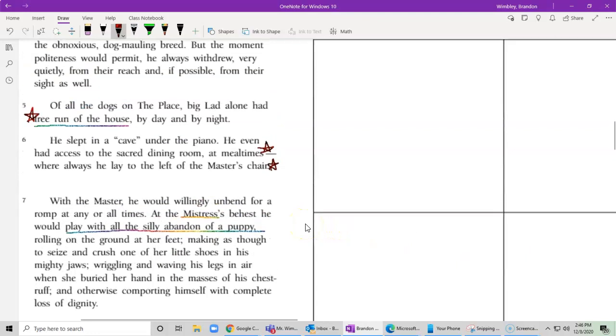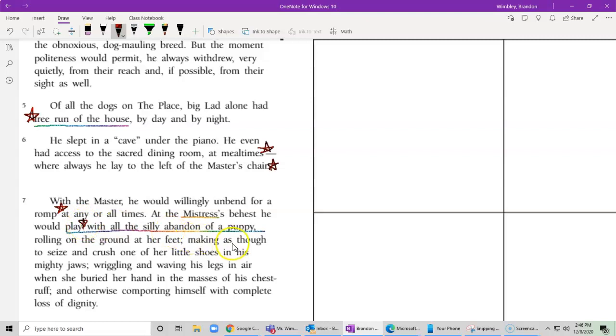Paragraph 7. With the master, he would willingly unbend for a romp at any or all times. So he's saying he enjoys going on these romps. What's a romp? Like a play date, or a rough tussle. At the mistress's behest, he would play. So behest means request. So at the mistress's request, he would play with all the silly abandon of a puppy. So he enjoys playing with the mistress like a puppy dog. Puppy dogs are pretty happy, so that's probably what he's feeling.